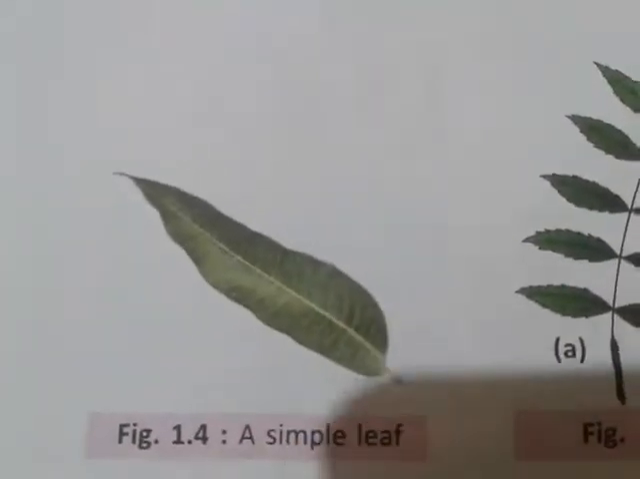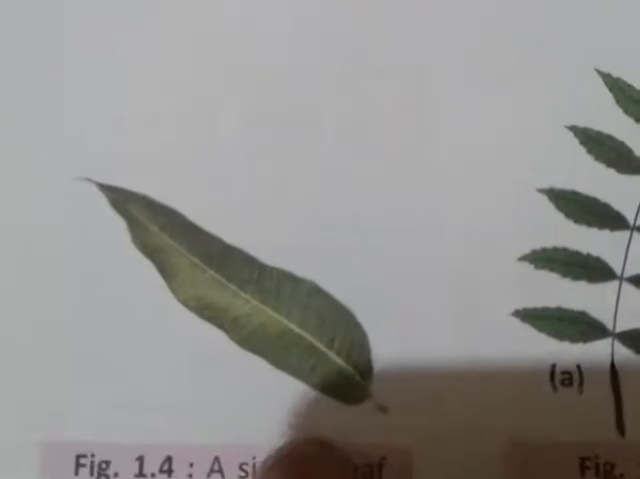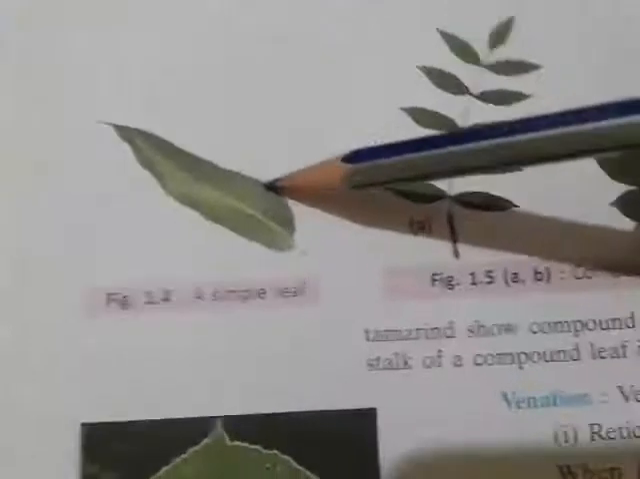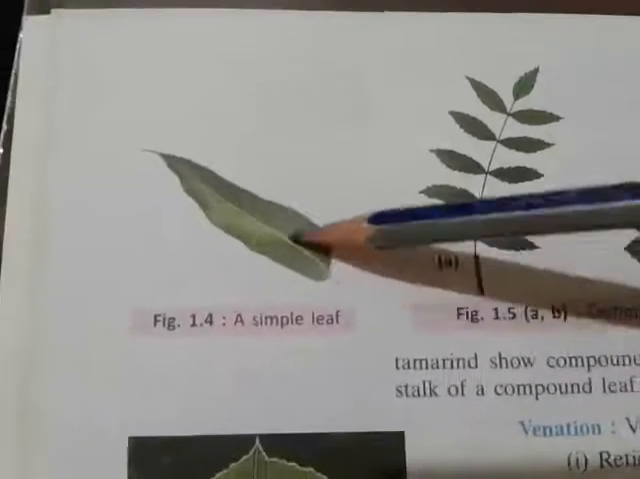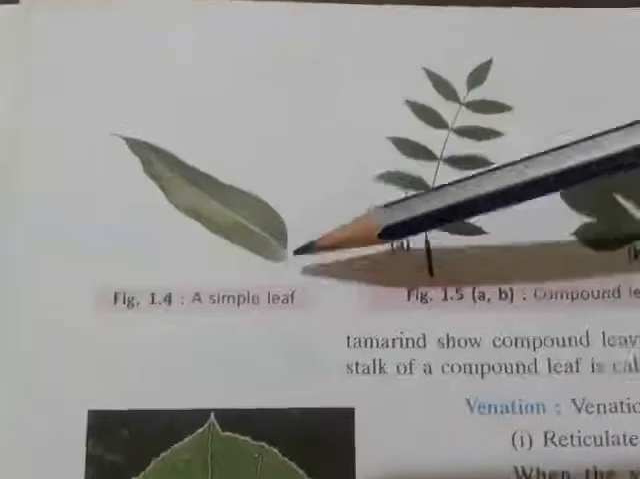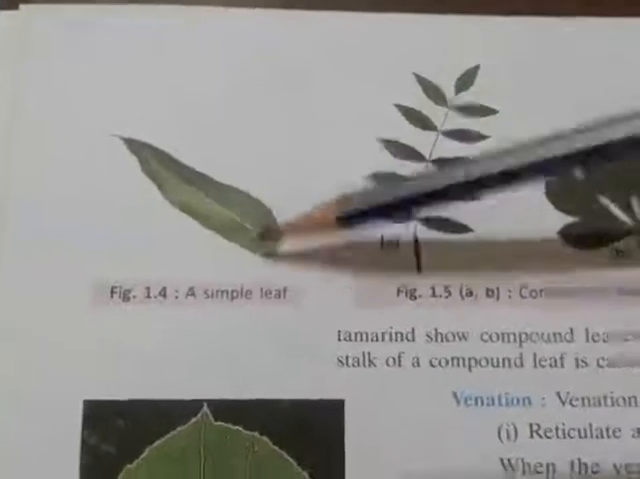See here, one noticeable point is there. Here this is the lamina. You see these things. This is the leaf margin. This is your midrib. These are your veins. This is your apex. Okay, and this lamina is in an undivided condition. If you see mango leaves, you will see the leaf is in an undivided condition.